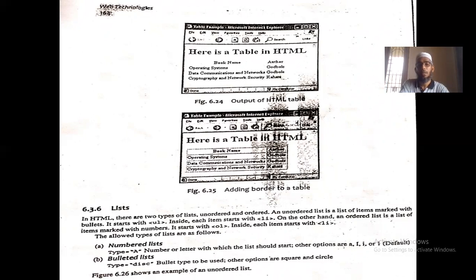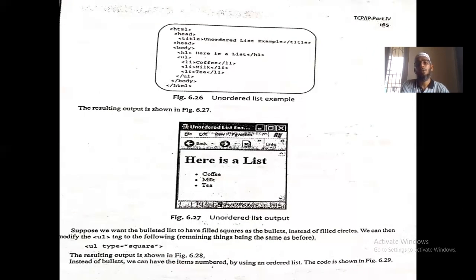If you give type equals, I will demonstrate the number or the letter with which the list should start. If you want to start with capital A, you go for type capital A. Otherwise, type small a, or type I, which gives Roman numerals: I, II, III, IV, V. Otherwise, by default, you get 1, 2, 3, 4. In the bulleted list we have a disk, which is displayed like a disk. Another type is a circle, and there is also a square.